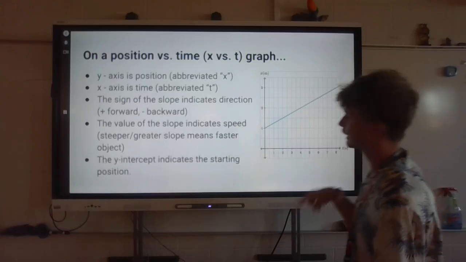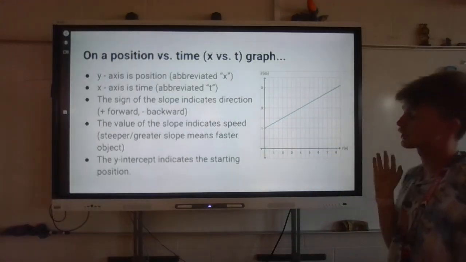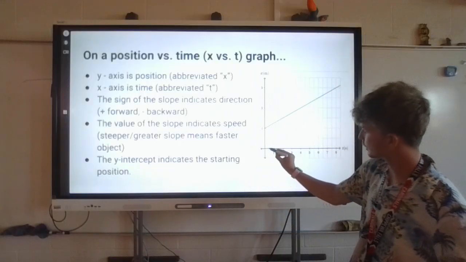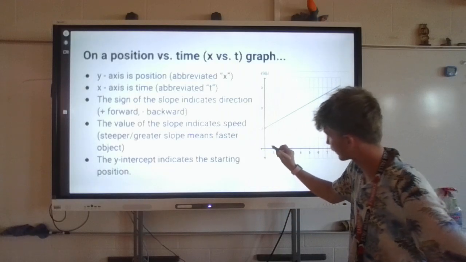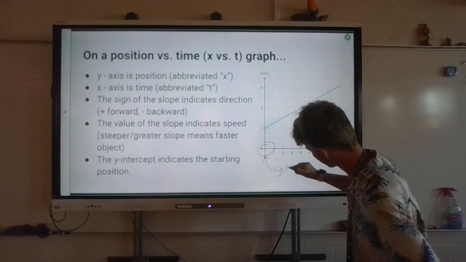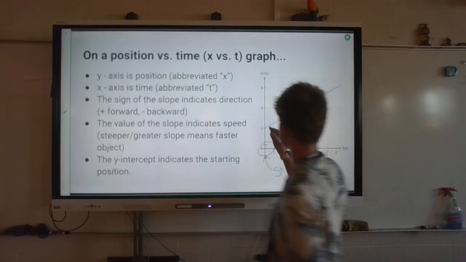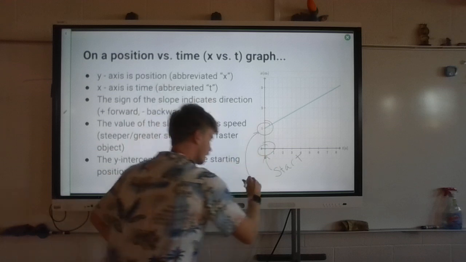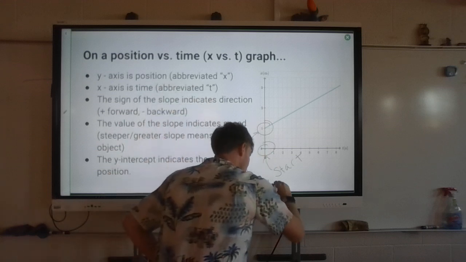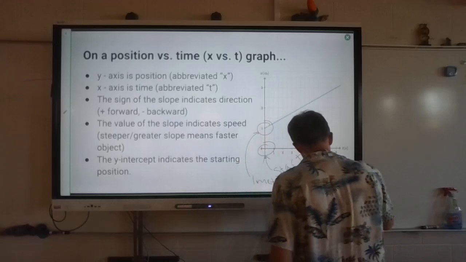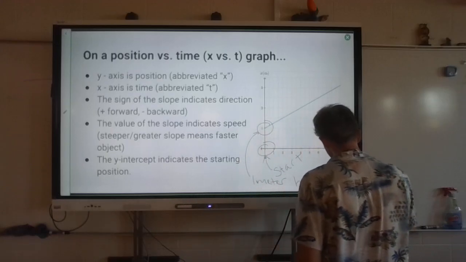Okay. Last but not least, the y-intercept indicates the starting position. So if someone doesn't start at 0, someone doesn't start at the starting line down here. So again, this is your starting line. This is you starting at 0. If you start at something like 1, for example, this means you get a 1 meter head start. Okay, you start in front of everybody.